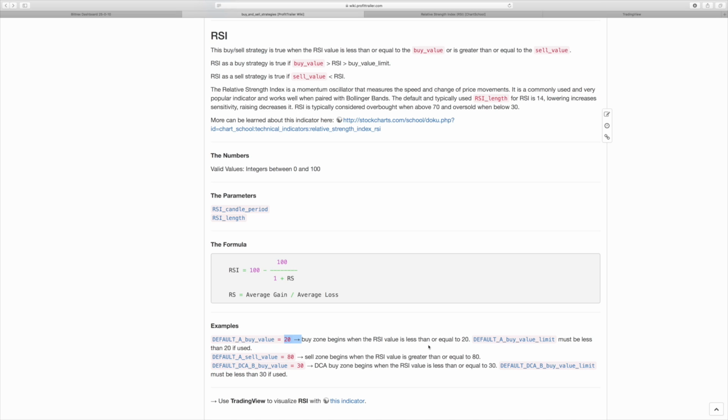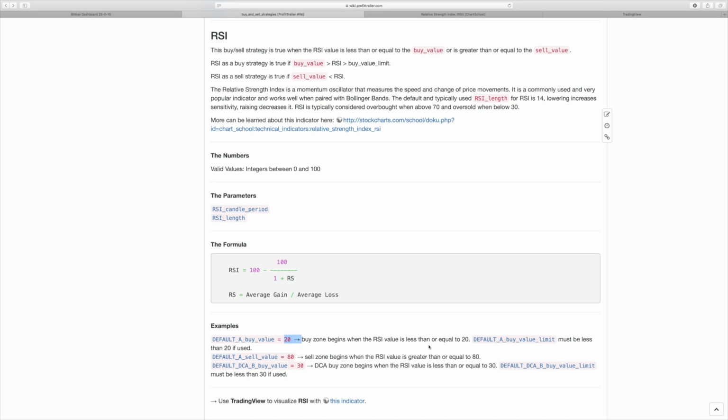Also, buy value limit must be lower than 20 if used. So if you're going to use a buy value limit with this, it cannot be above 20. Any buy value limit, if you use one, can't be above your buy value, because then it'll never buy. So just keep that in mind.